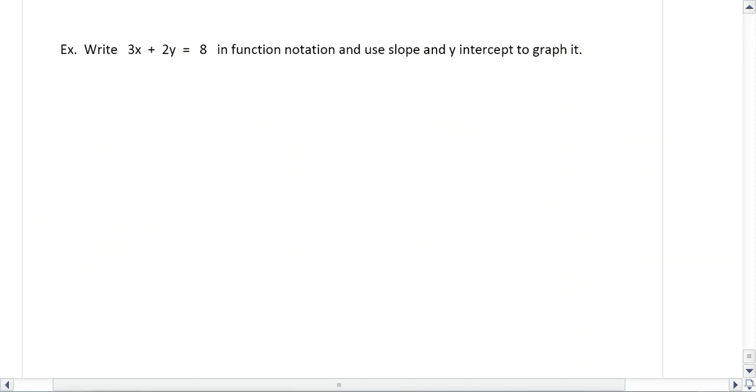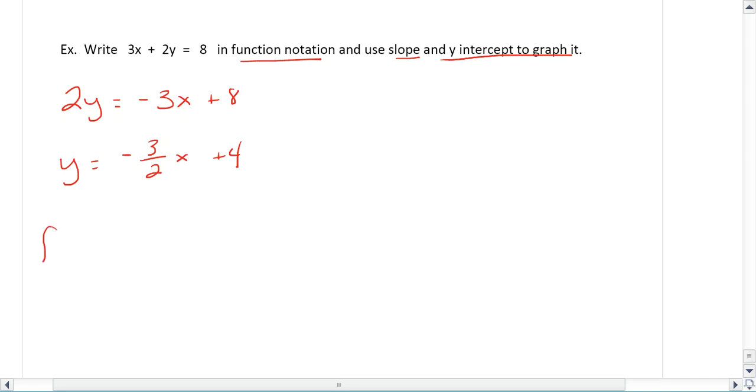All right, this is the last example we're going to look at. We are given a line in standard form. We are asked to write it in function notation and then use the slope and y-intercept to graph it. So let's just do the first part. Again, function notation, we need to solve for y. So subtract the 3x from both sides, and then divide everything by 2. So I have negative 3/2 x plus 4. And then to put it in function notation, I simply take out the y and put in the f of x.